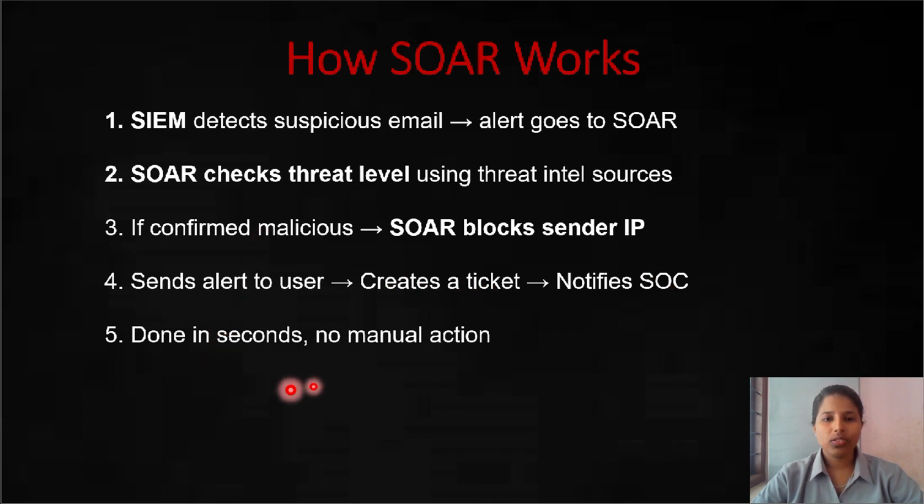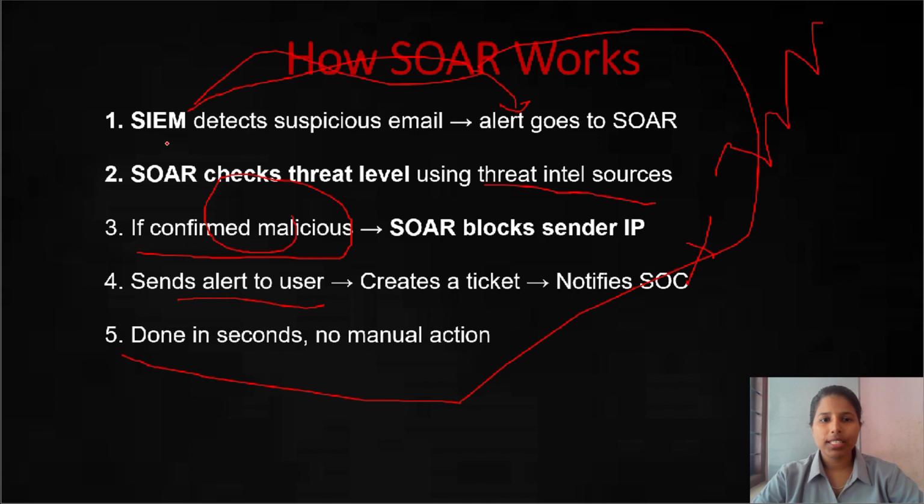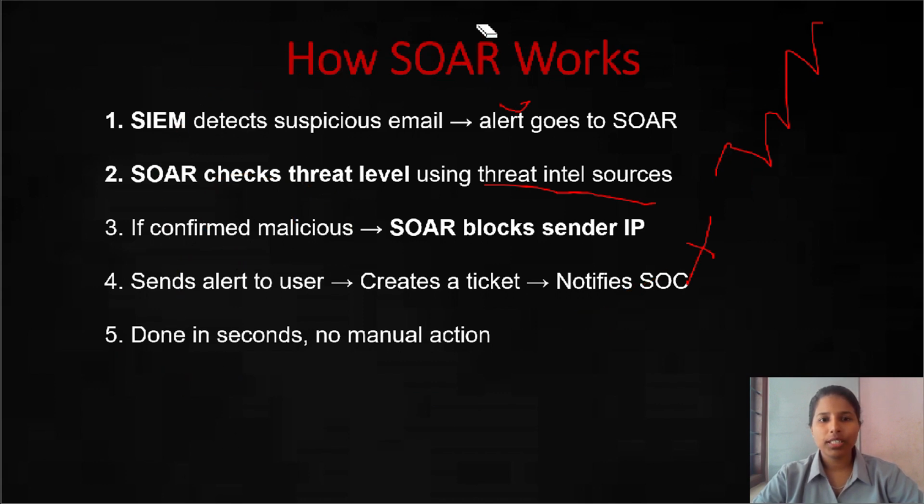Then it's done in seconds, so no manual action is needed. In a simple way we can say the SIEM will detect the suspicious email and send it to the SOAR. Then SOAR will check the threat level, how high it is, checking the threat intel source, and if the malicious activity is confirmed, SOAR will block that IP address. Then it will send an alert to the user, create a ticket, and notify the SOC. All this happens in a second, everything so fast, with no manual action needed. So if any problem happens, we can easily solve it.